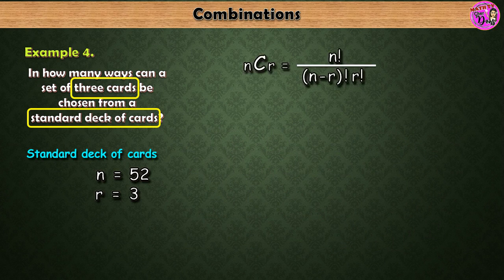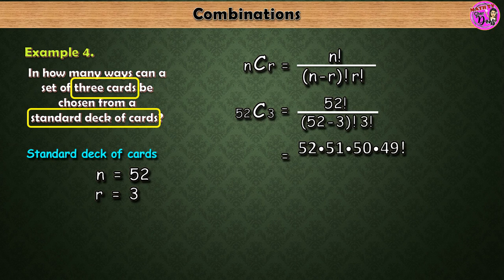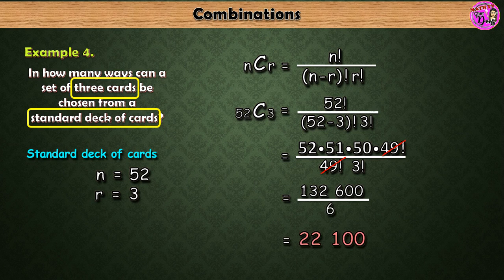Our formula is equal to n factorial over quantity n minus r factorial times r factorial. Plug in the value. Combination of 52 objects taken 3 at a time is equal to 52 factorial all over quantity 52 minus 3 factorial times 3 factorial. Simplifying it, 52 times 51 times 50 times 49 factorial all over 49 factorial times 3 factorial. Cancel out 49 factorial. 52 times 51 times 50 is 132,600 over 3 factorial. That's 6. 132,600 divided by 6 is equal to 22,100. Therefore, there are 22,100 ways of choosing 3 cards from a standard deck of cards.